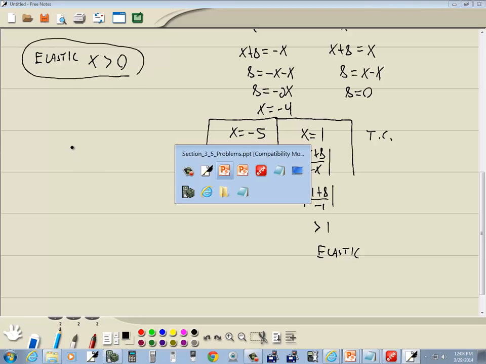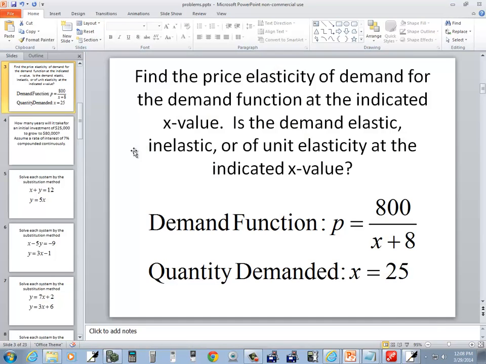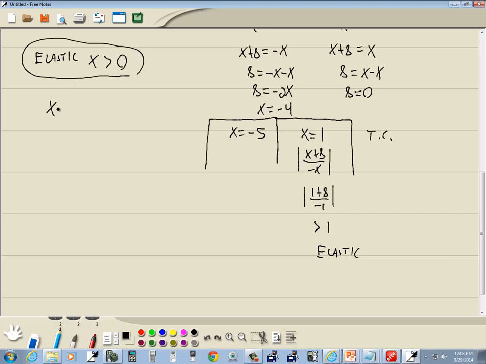Okay. What they're specifically asking about in this problem is x equals 25. Well, automatically it's elastic everywhere, so it's going to be elastic there. We don't consider negative values because negative values usually indicate a return rather than how many you've sold. So it doesn't really make much sense for what we're looking at.